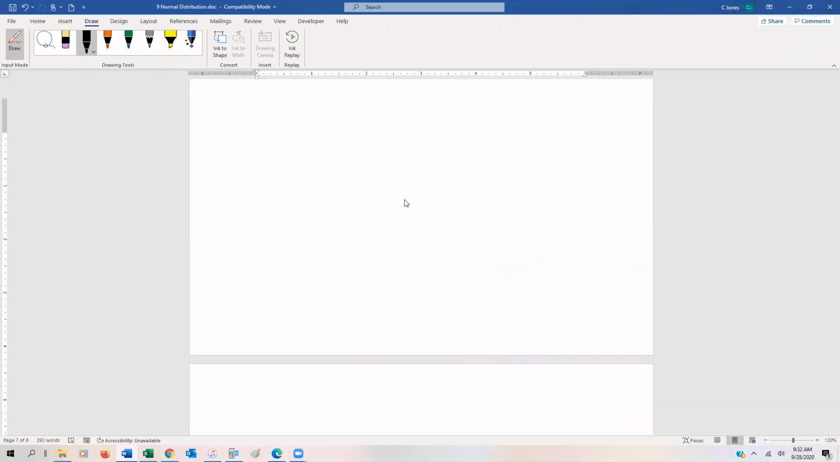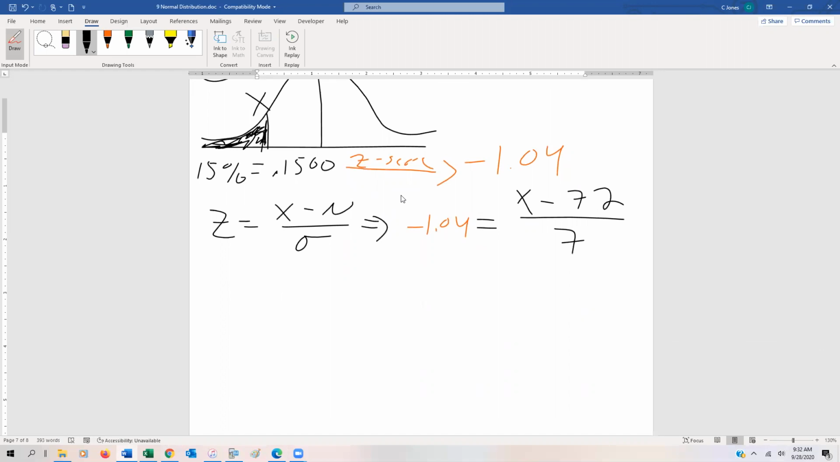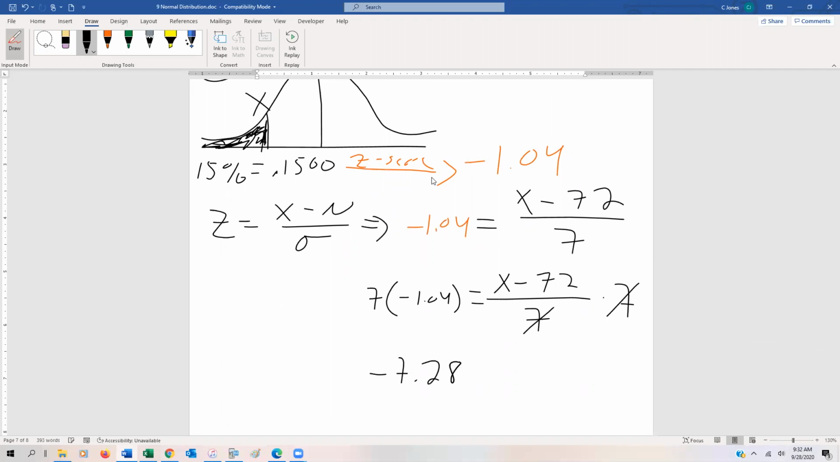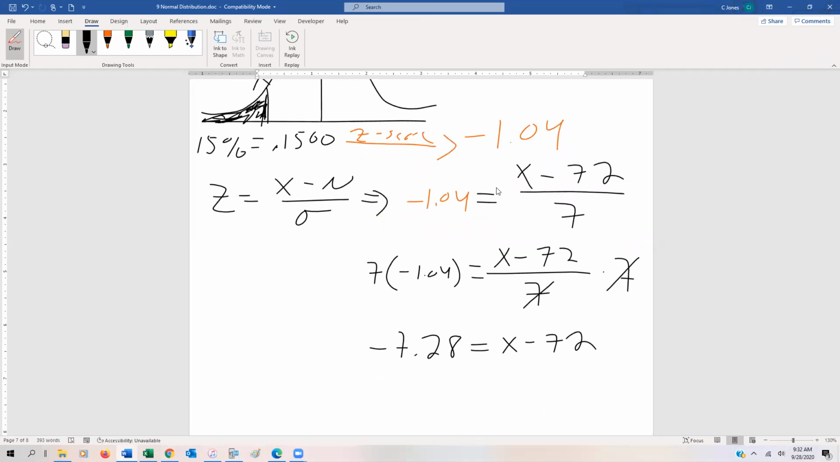So to solve this equation, what we're going to do is multiply both sides by 7. So 7 times negative 1.04 equals x minus 72 divided by 7 times 7. So the 7's cancel out. 7 times negative 1.04 is negative 7.28 equals x minus 72. And if you don't trust me, you can go ahead and multiply it in your calculator. And then the last thing you would do to isolate the x is add 72 to both sides. Right? So it's just like a linear equation.